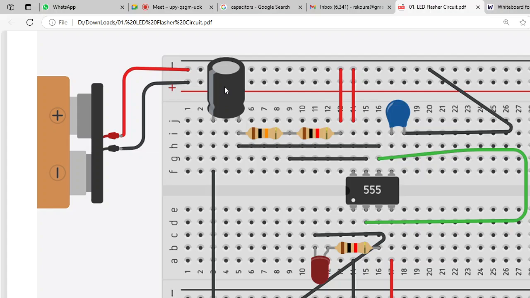Okay, so normally if I have a 100 microfarad capacitor, this black one, it will have a different kind of timing for switching this LED on and off. Whereas if I have 1,000 microfarad, it will have a different timing. Okay, we will not go into much detail here.